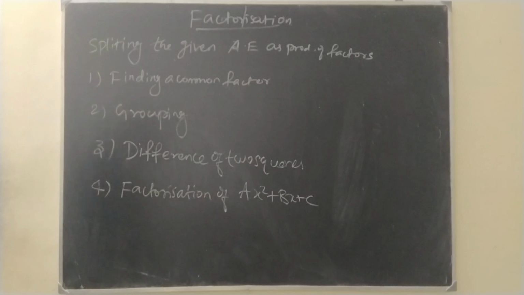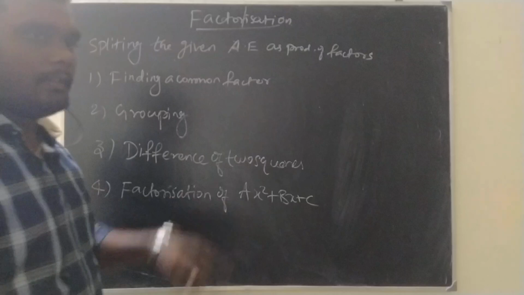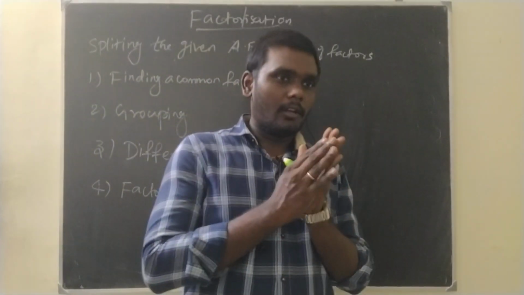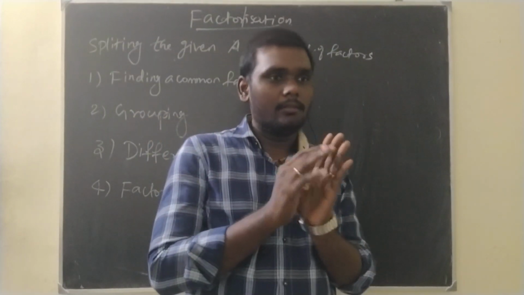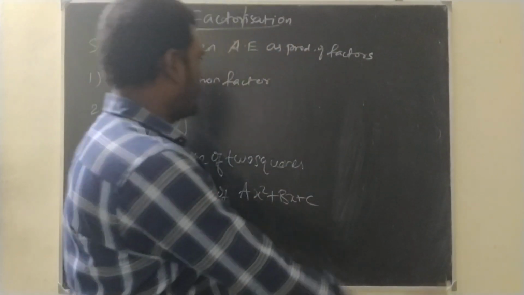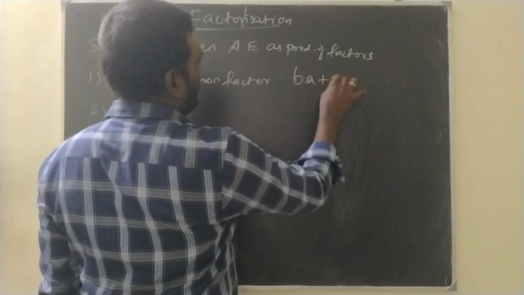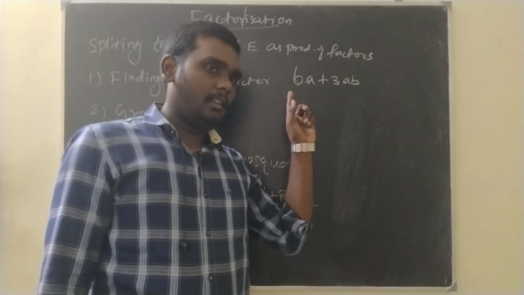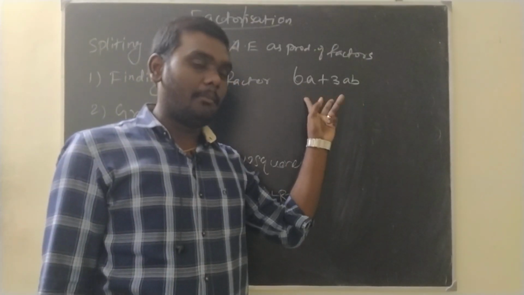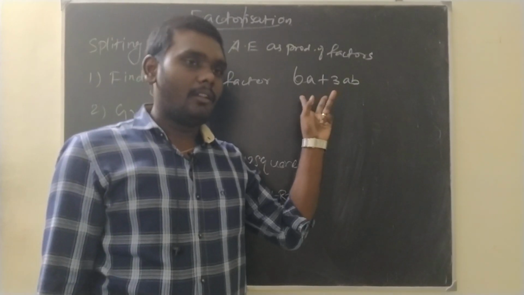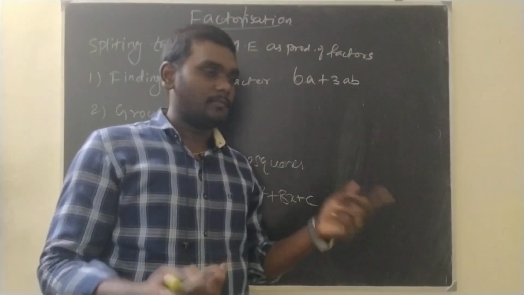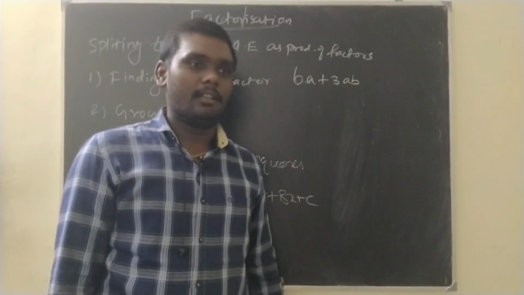Okay. Here, this first one, finding a common factor, means we have to observe how many terms are there. For all the terms, there will be one common term. For example, take this 6a plus 3ab. It is an algebraic expression. Initially, in what manner it is shown? It's a sum of 2 terms. What we are trying is, we have to transpose this as product of 2 things. Instead of this plus, multiplication should come.